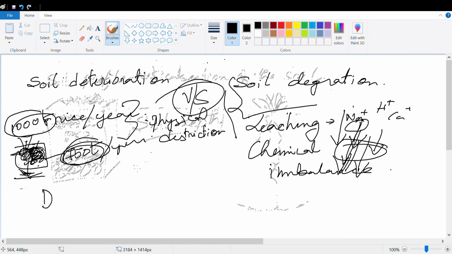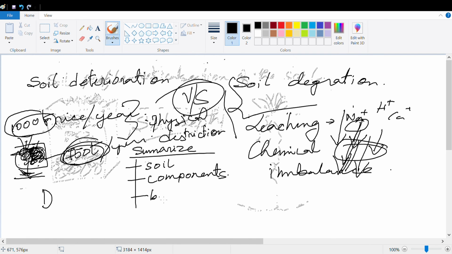Actually I'm planning to make it short. To summarize this lecture, first we introduced what is soil, and after that we discussed the components of soil, and after that we discussed some basic soil terminologies.